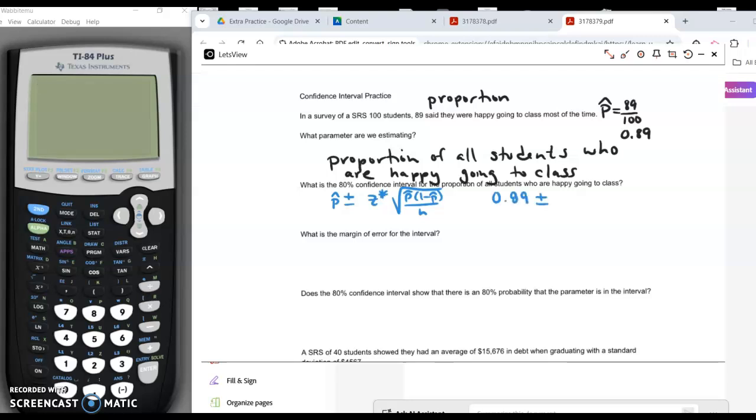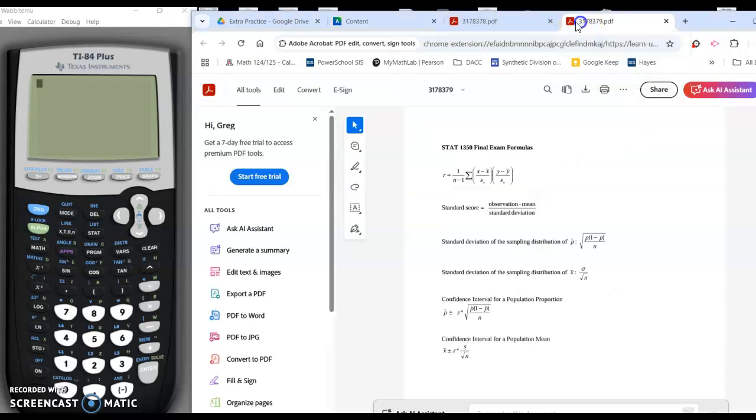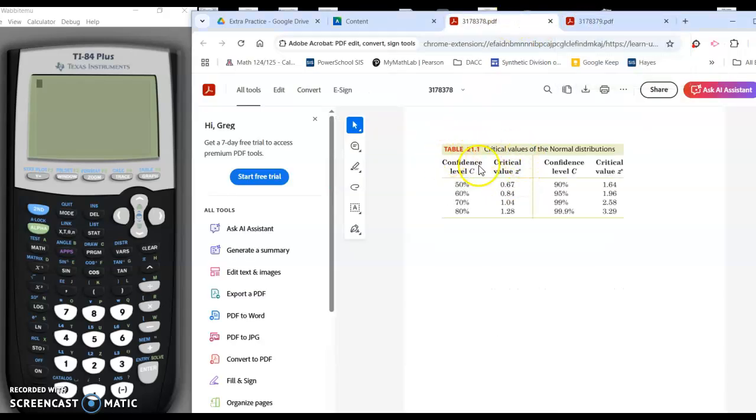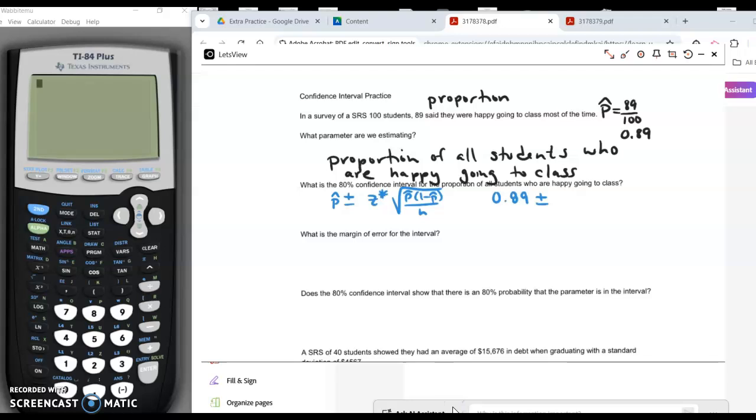0.89. Now my z star is something I don't know, but there is a second chart for the final exam, and it is this confidence level chart. So since we're doing an 80% confidence interval, you can see that my z star value, my critical value, is 1.28. So my z star would be 1.28. And then I'd have to figure out what the square root of 0.89 times 1 minus 0.89 over 100 is. So this is my confidence interval.